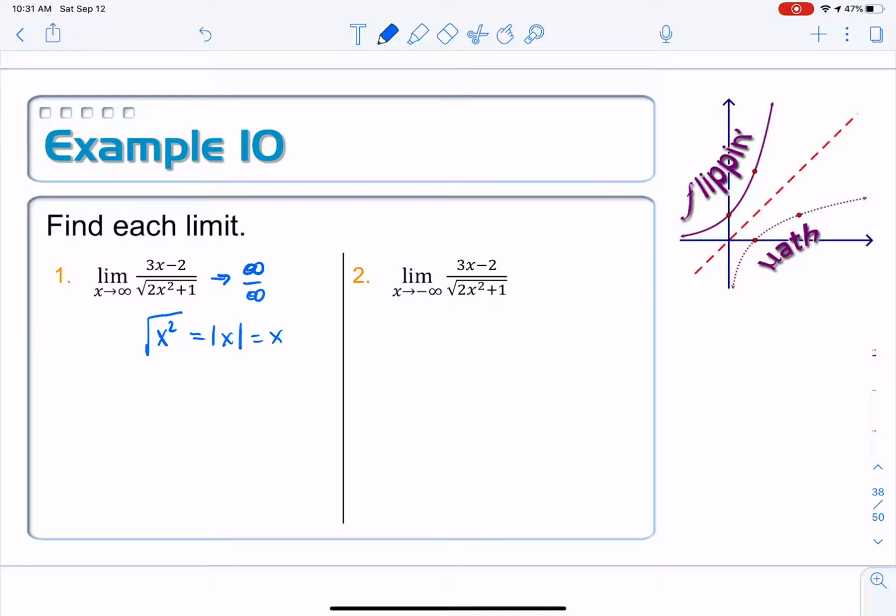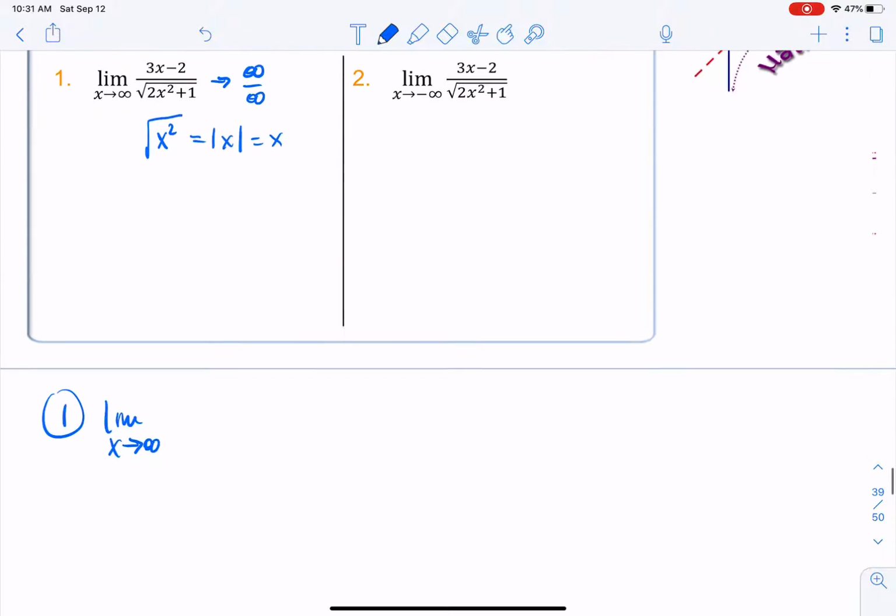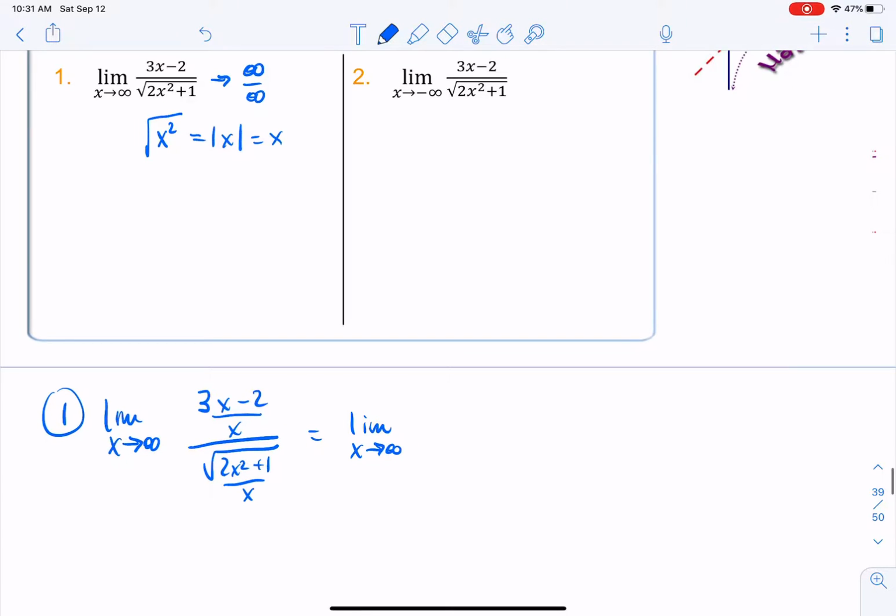So for this particular case, since x is positive, that's just equal to x. What that means is we're going to divide the top and the bottom by x. Let's do it. The limit as x approaches infinity of (3x minus 2) over x, over the square root of 2x squared plus 1, over x. The top is going to simplify as we've seen in other examples. 3x divided by x is just 3, and then negative 2 over x for the second term. So 3 minus 2 over x, over.